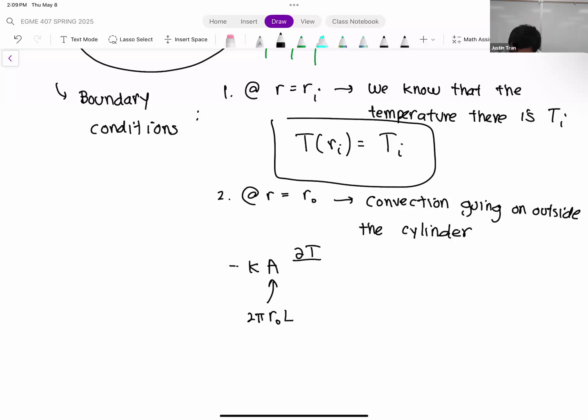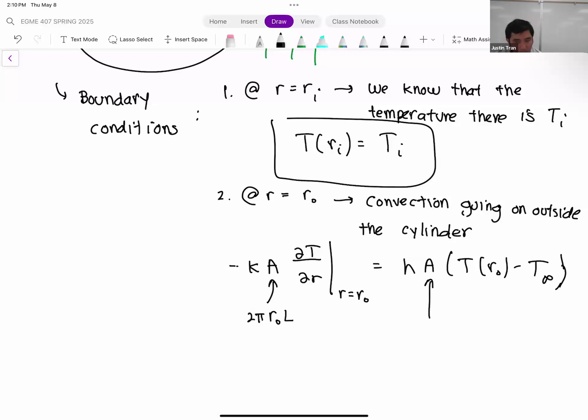Multiplied by partial T, partial r, evaluated at r equals Ro. Okay. This is equal to h times A times T at Ro minus T infinity. Okay. Where this area here is exactly the same, so that it actually ends up canceling out. So we have 2 pi Ro L.